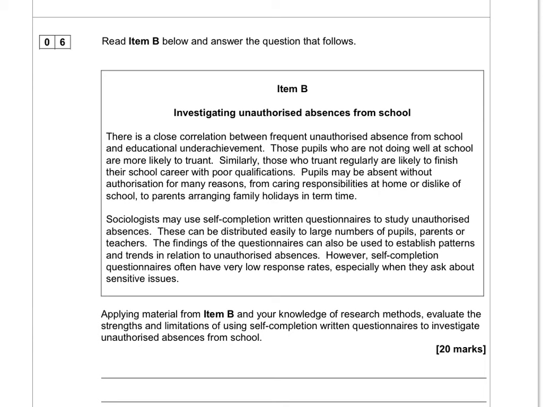However, it does mention low response rate. Straight away, if you've got a low response rate, you know that's going to impact your representativeness, okay, which is a theoretical issue. So far we've got our P and our T from the item, especially when they ask about sensitive issues. Straight away, sensitive issues, that's some type of ethical issue. So, for example, this is asking you to carry out an investigation into unauthorised absences from school.